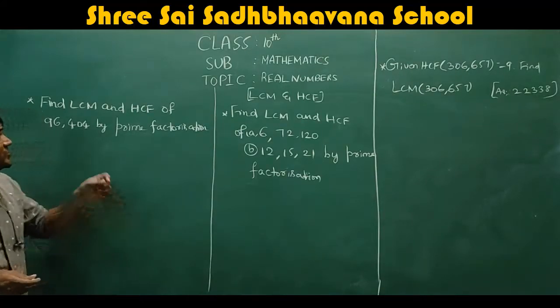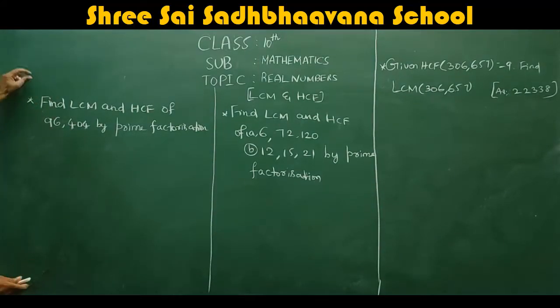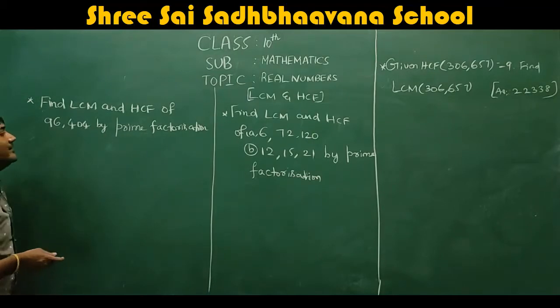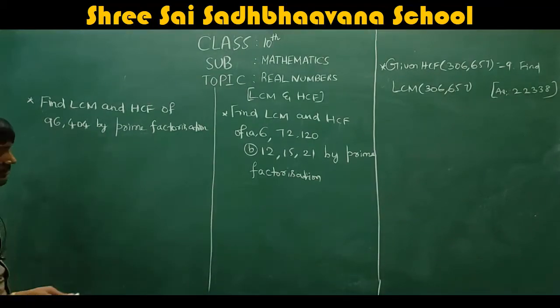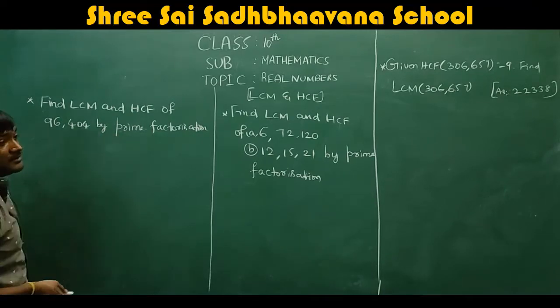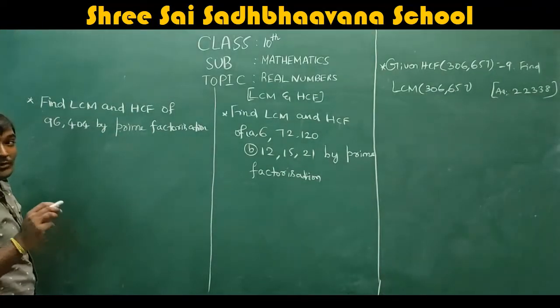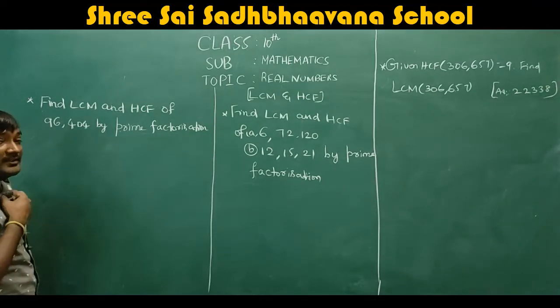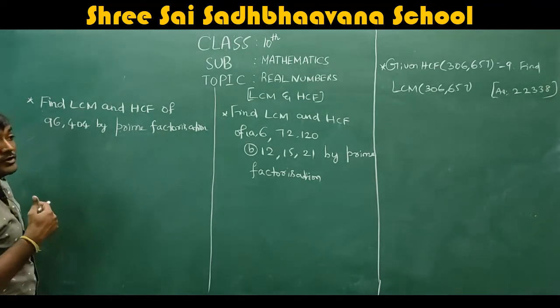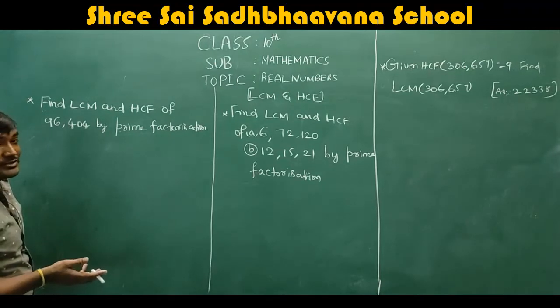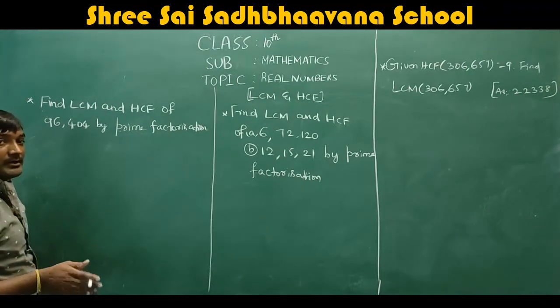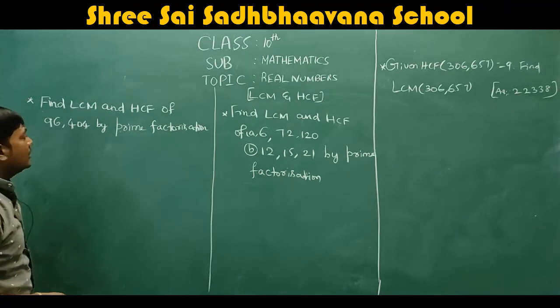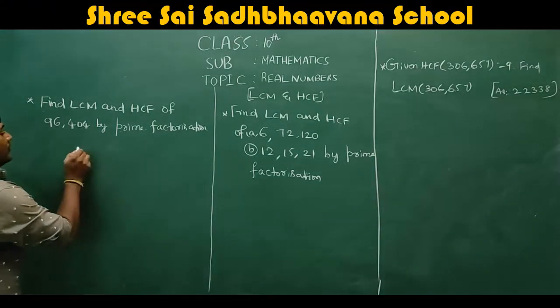The first sum we are going to take is: find LCM and HCF of 96 and 404 by prime factorization method. Remember, if they specify to do this sum using prime factorization, you are supposed to use the prime factorization method itself. You cannot do it using Euclid's division algorithm, so you will not be awarded any marks for that. So first step, what do we have to take?